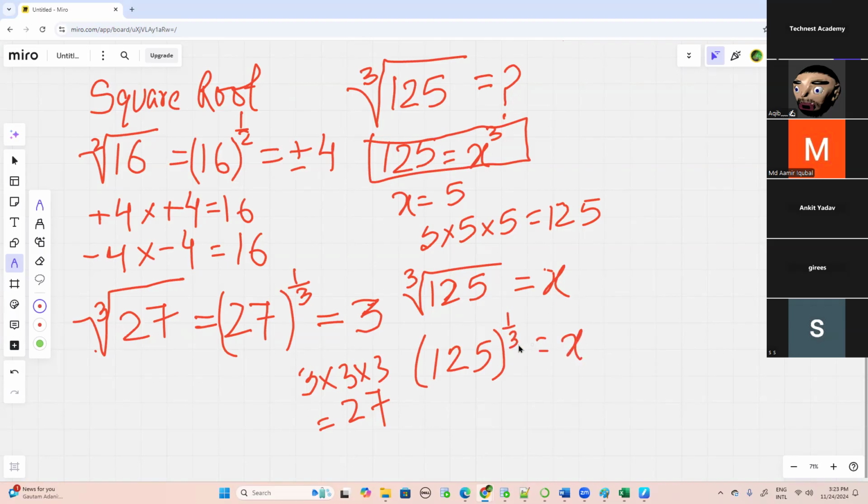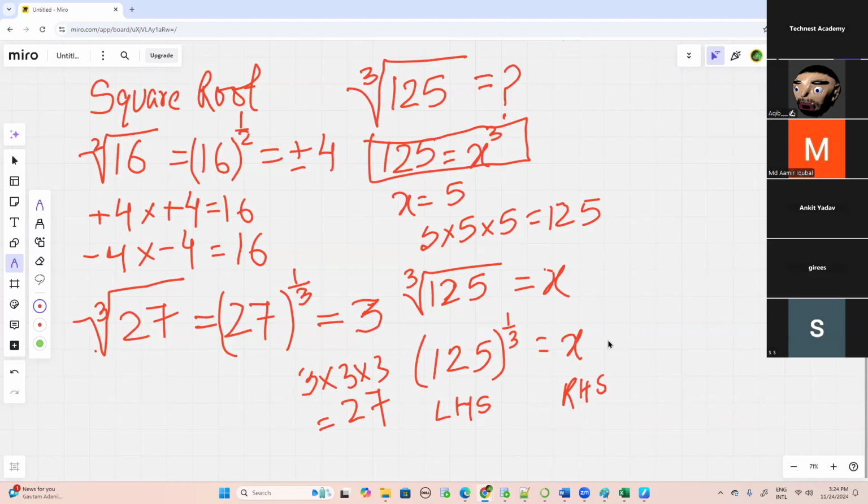Now in mathematics, there is a rule. The rule is that if you are doing something in the LHS, the same thing you can do in the RHS. What is LHS? Left hand side. And what is RHS? Right hand side. So this is known as LHS, and this is your RHS. So in mathematics, this is a rule. If you are doing something in LHS, the same thing you have to do in RHS.